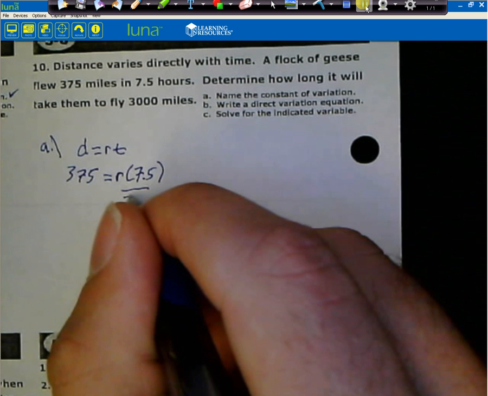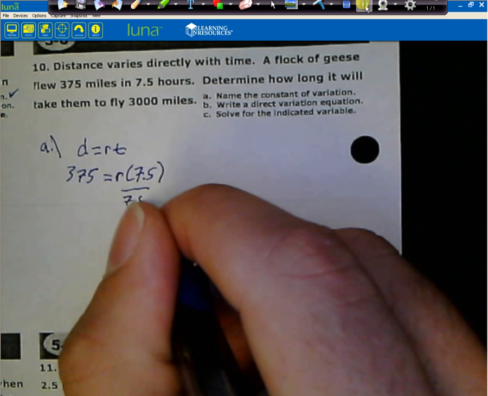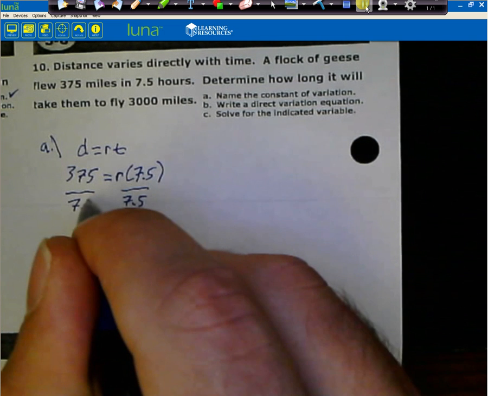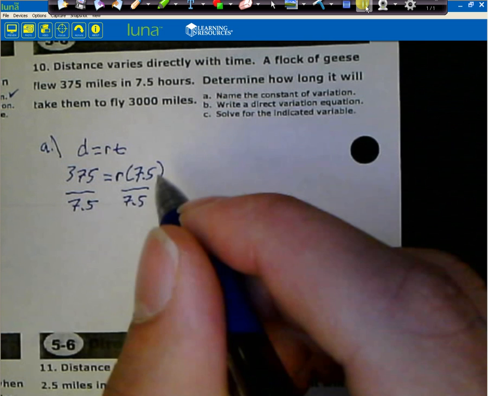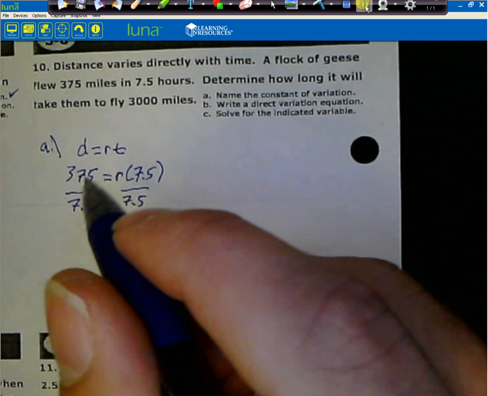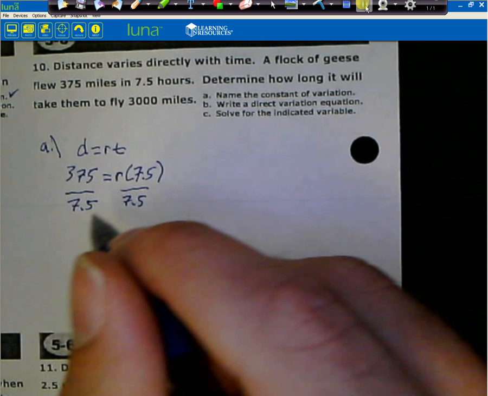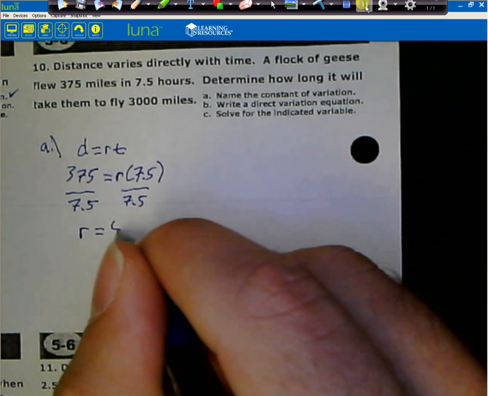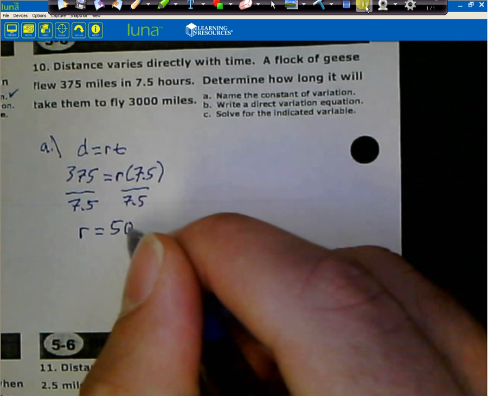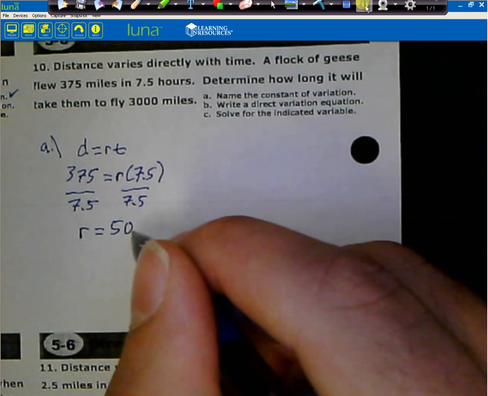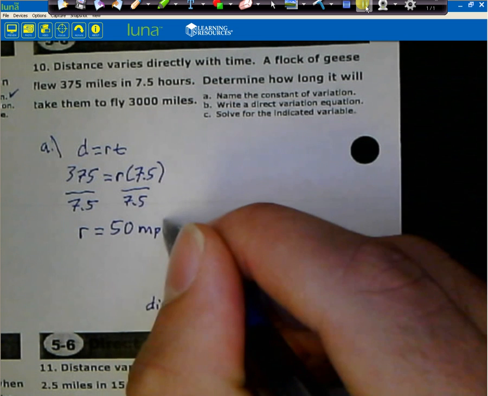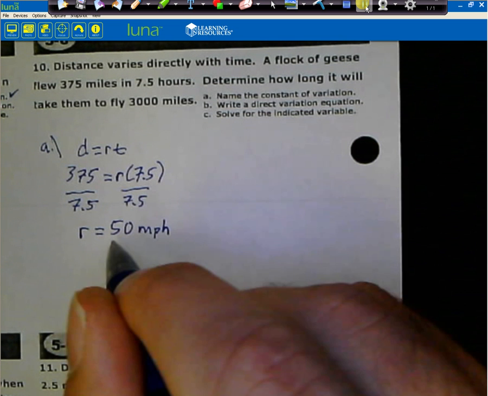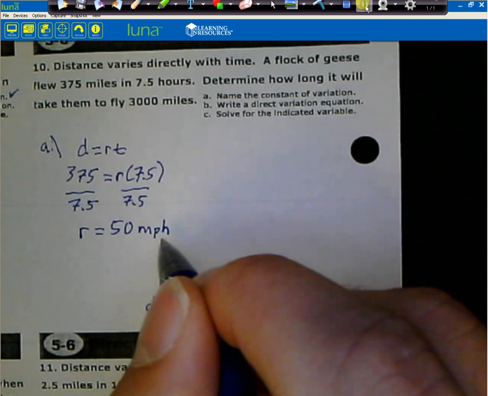So just like the previous problems, we're going to be dividing both sides by something. We're dividing both sides by 7.5. So 375 divided by 7.5, that comes out to 50. So R equals 50, and we are talking about miles and hours here, so this rate is miles per hour, and that is part A. That is my constant of variation.